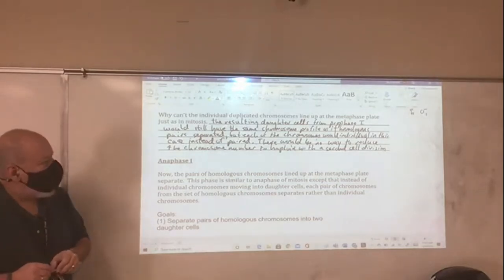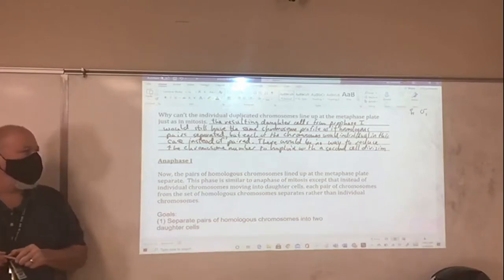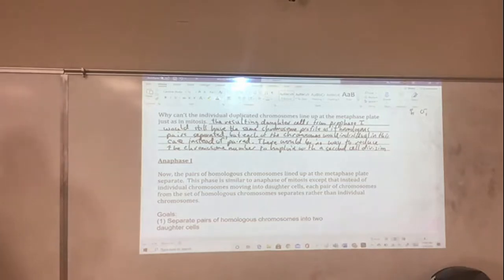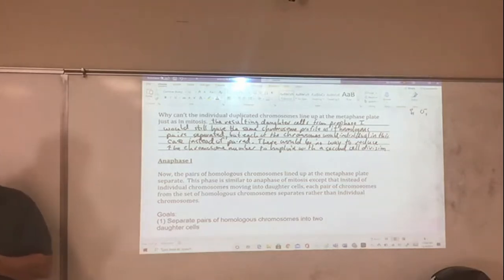It says, there would be no way to reduce the chromosome number to haploid with a second cell division. Okay? If I've got individual chromosomes, I can't actually divide those, right? I have to have something that's paired to line up at the metaphase plate. In order for me to separate those cells, I have to have chromosomes that are paired. And it's only if homologous pairs line up the first time that can happen.